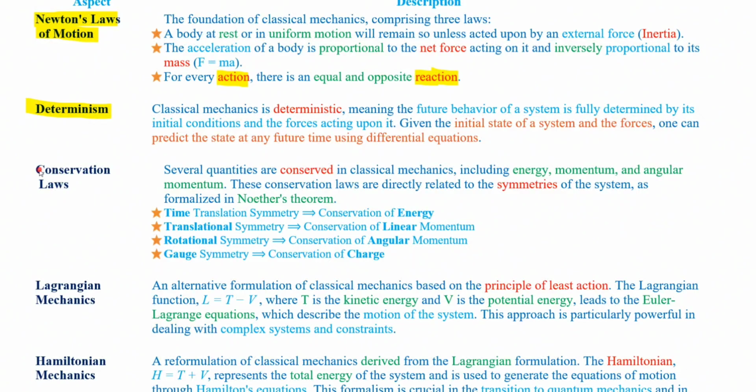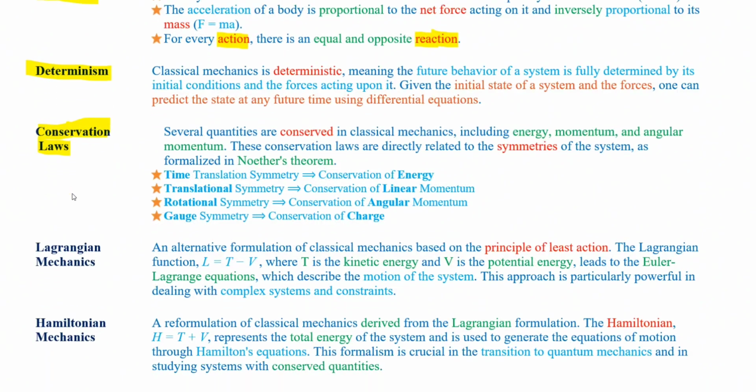Next, we have conservation laws. Several quantities are conserved in classical mechanics, linked directly to the symmetries of the system, as formalized in Noether's theorem. Energy is conserved due to time translation symmetry. Linear momentum is conserved due to translational symmetry. Angular momentum is conserved due to rotational symmetry, and charge is conserved due to gauge symmetry.